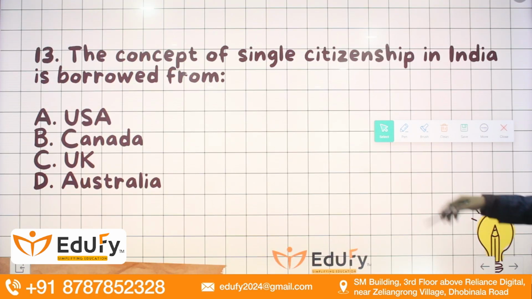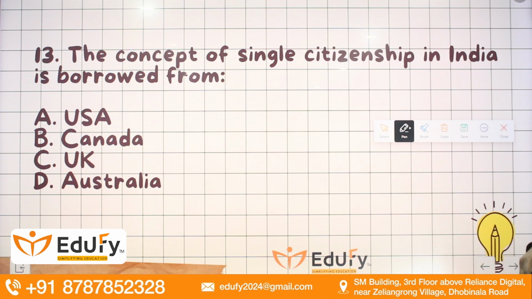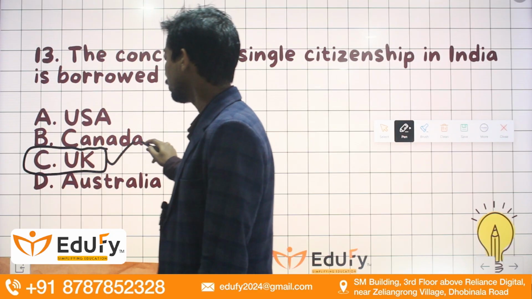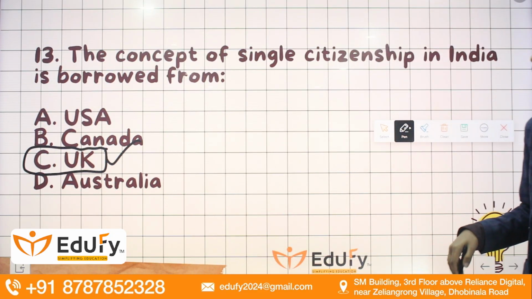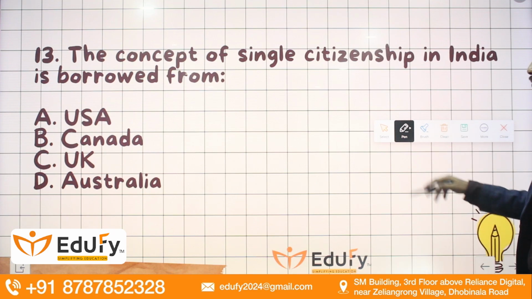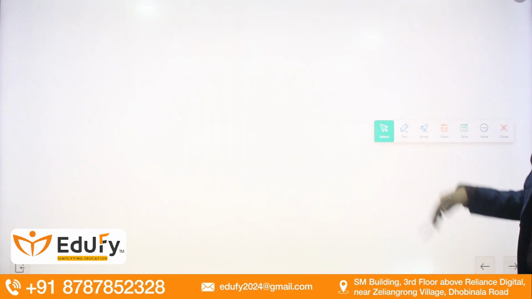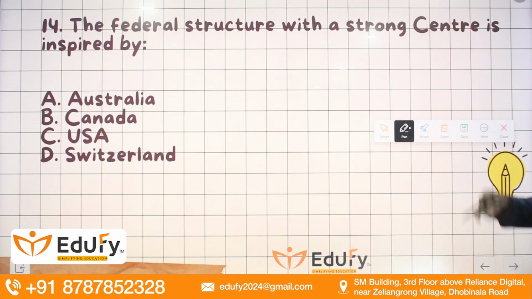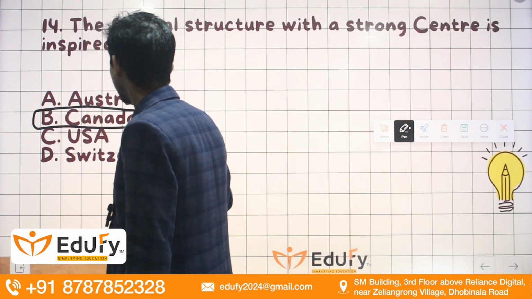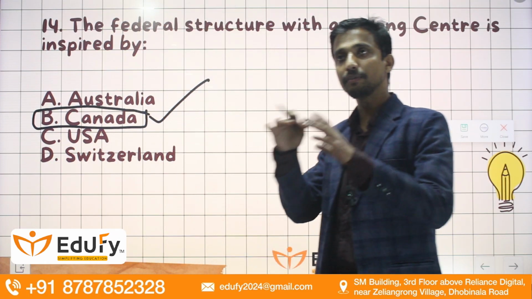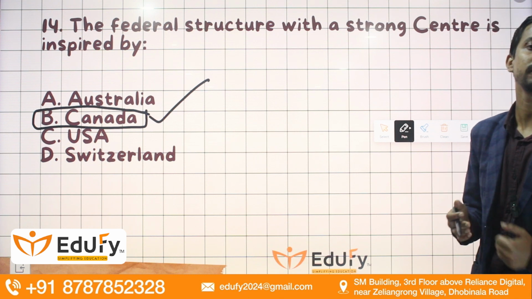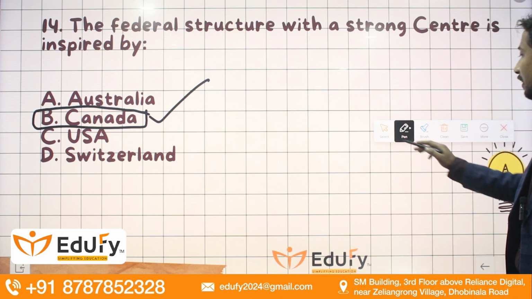Moving towards the next slide, we have the concept of single citizenship in India has been borrowed from. So, guys, remember this is another provision which we have borrowed from the Constitution of the United Kingdom or British Constitution. Moving towards the next slide, guys: the federal structure with a strong center has been inspired by the Canadian Constitution. Even though we are following a quasi-federal structure, the residual powers or the ultimate authority lies in the hands of the central government.